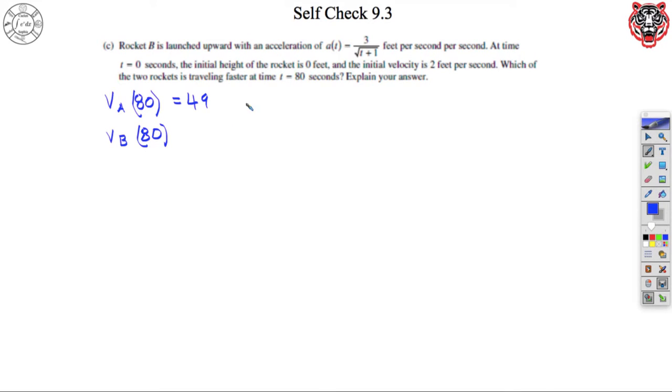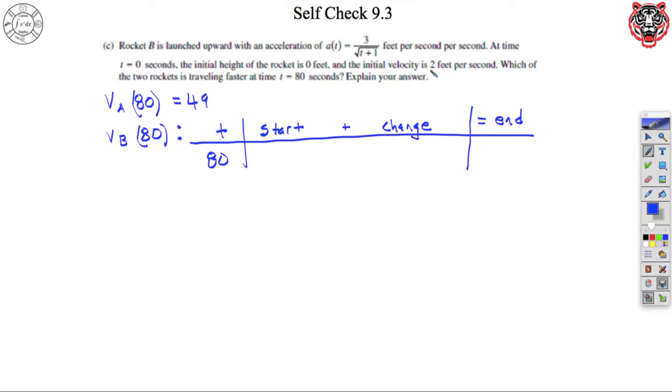So how do we find B? It gives us acceleration and it expects us to find velocity. You should be thinking of integral. So I'll say we're working on B here. We need a start plus change, and that will equal our end. All right, so our time is 80. Here's our table here. Our start value is 2, so we're starting with a velocity of 2, and our change is going to be the integral of our acceleration function between 0 and 80, of acceleration with respect to t dt.